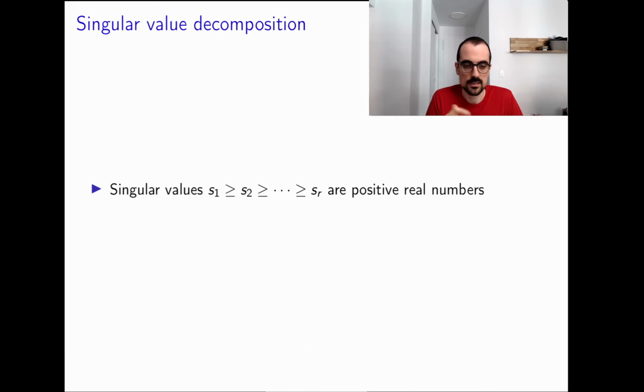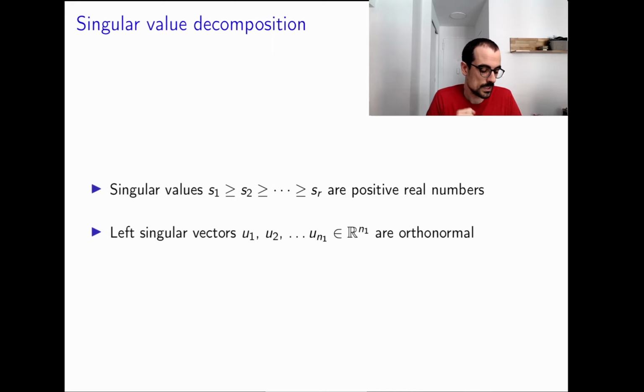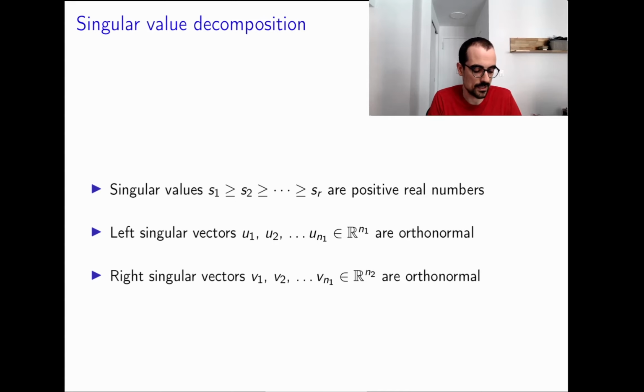So important, the singular values are positive real numbers. The left singular vectors are orthonormal, so they're orthogonal and also have unit L2 norm. And the right singular vectors, which are the rows of V transpose, are orthonormal also. They're also orthogonal and they have unit L2 norm.